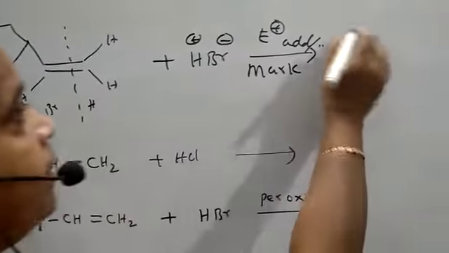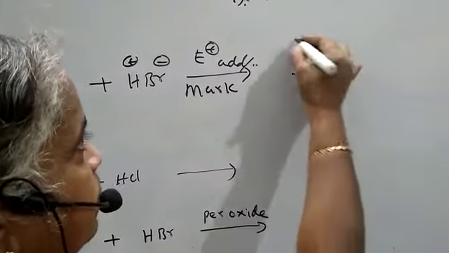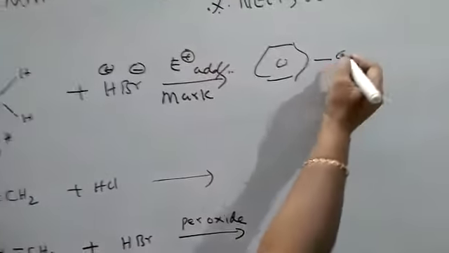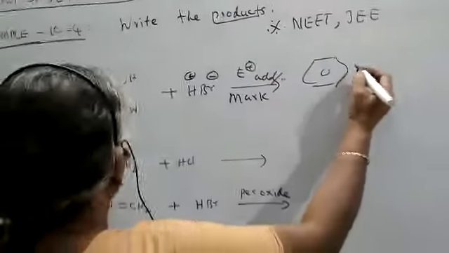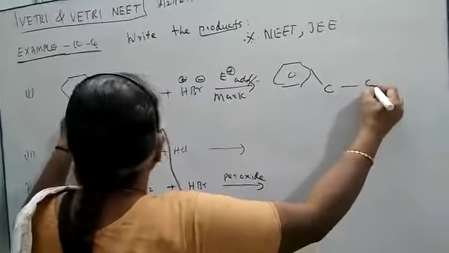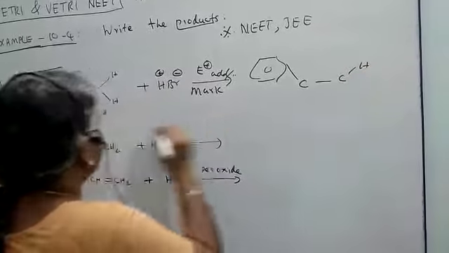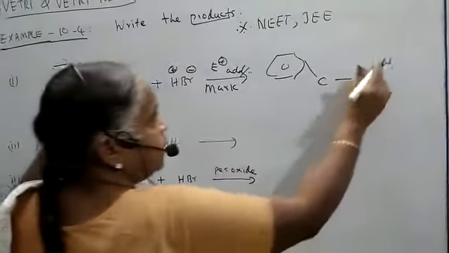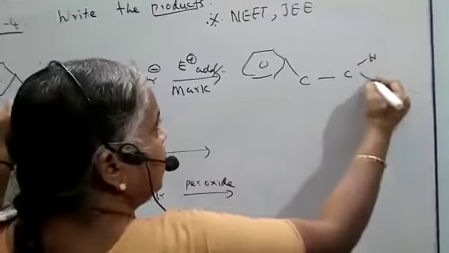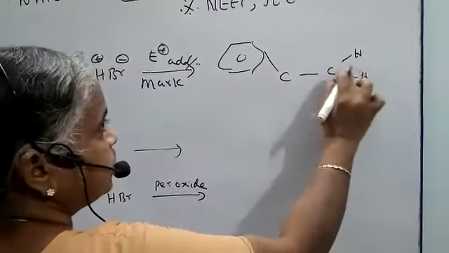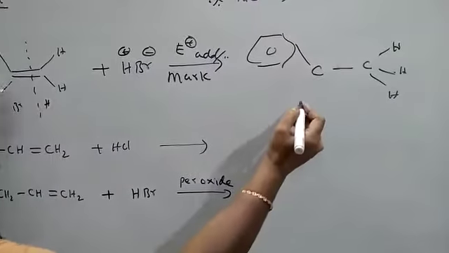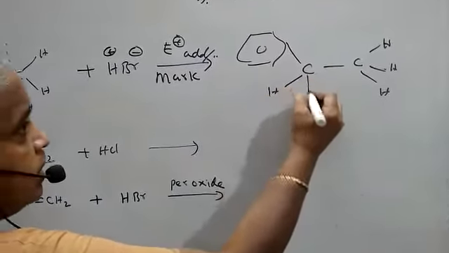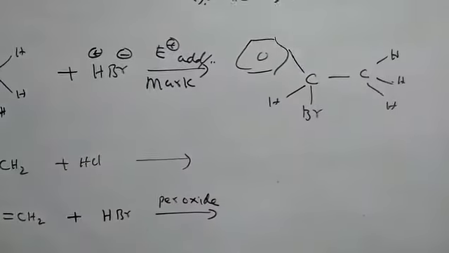Write the product. Whenever you are writing, put your finger on this one, whatever you are writing, and then you follow it. Here C single bond C, and here it is H. One hydrogen is going on, so I can write CH3 or you can write like this also. Here one hydrogen is here and another Br. So this is the product.